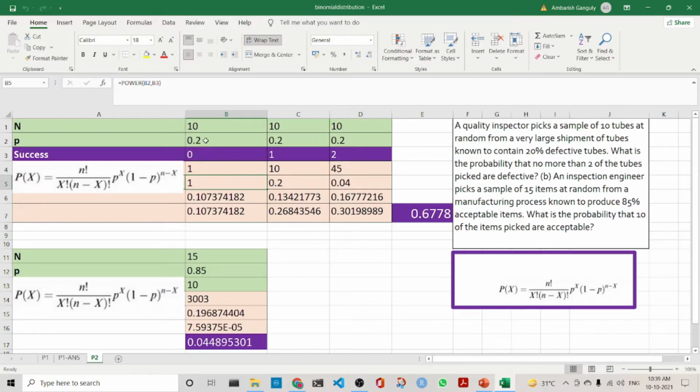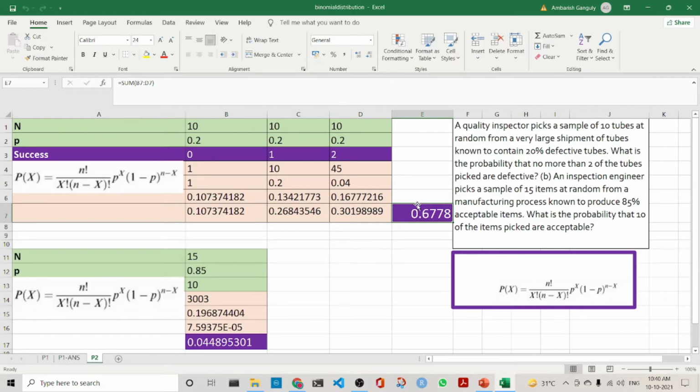So this is p to the power x, p is 0.2 and the number of successes is 0. Here also it is 0.2 to the power 1 and 0.2 to the power 2. And then again 1 minus p to the power n minus x. So here it is b1 minus b3. Then we multiply all these three terms together and add them up, and the answer is 0.6778.